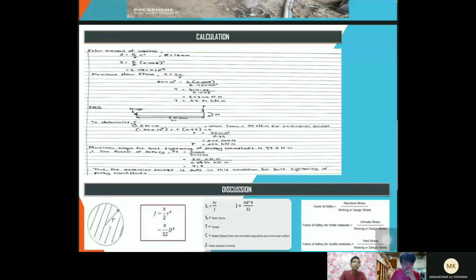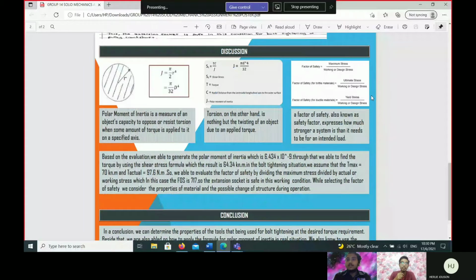For the maximum torque for bolt tightening of pulley crankshaft is 97.6 Newton meter. The factor of safety Fs equals T max over T actual, which is 70 kilonewton meter per 0.0976 kilonewton meter. So the final answer is 717. Thus the extension socket is safe in this condition for bolt tightening of pulley crankshaft. That's all from me.